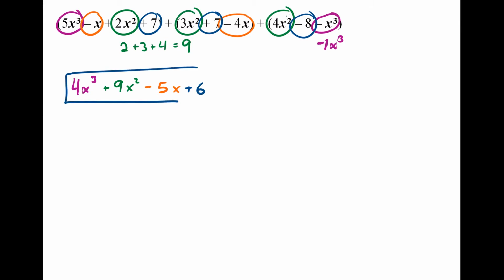And here's my final answer. It is in standard form once again. I go 3, 2, 1, 0 as far as the exponents, so it goes from greatest to least. So it's written in standard form, and I have combined all like terms. Each of my powers appears only once, so there's no more like terms to combine. Thus I know it's in its simplest form and done.